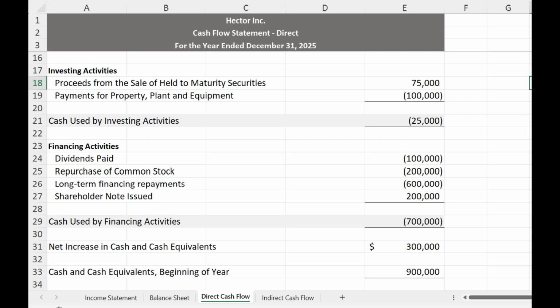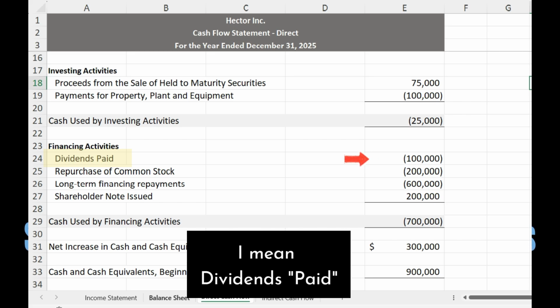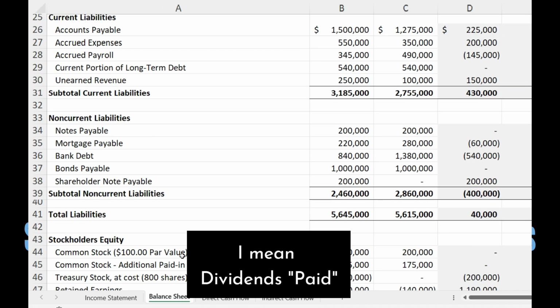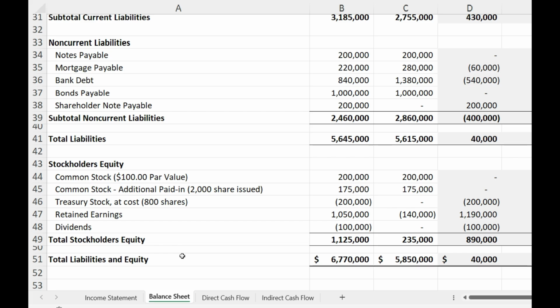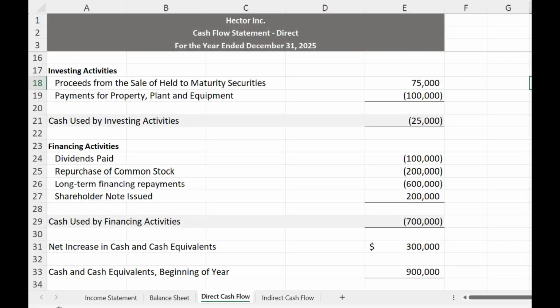Now we're going to move on to the financing section of the cash flow statement, and we're going to grab all this information from the balance sheet. So our first category, dividends payable, we're going to go to the equity section of our balance sheet, and we're going to pull dividends. Now, not every balance sheet is going to have dividends that have been declared. Sometimes they're going to be closed against retained earnings. This balance sheet, I have the dividends still out there, so I can easily grab them.